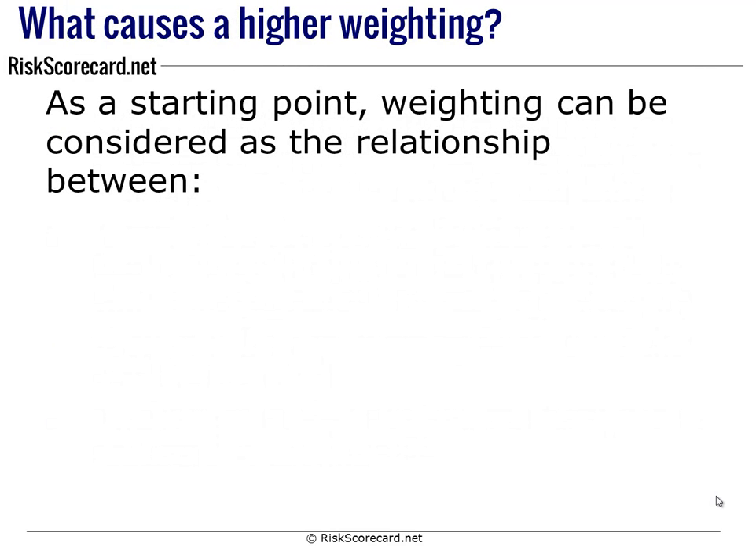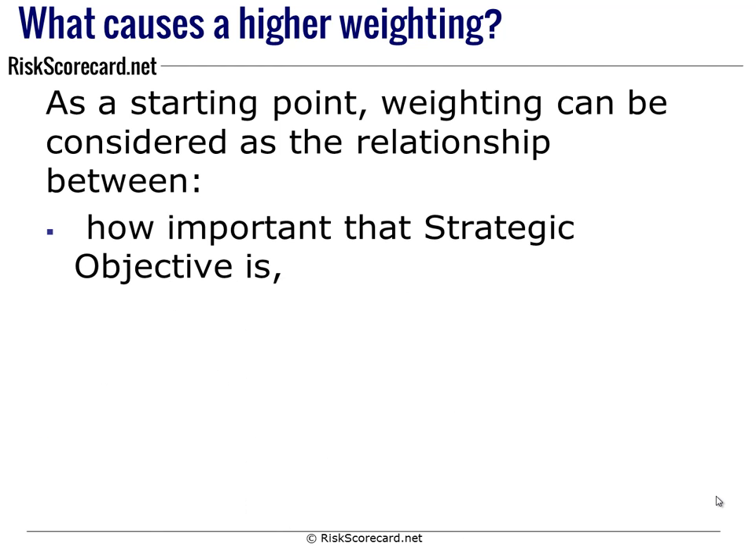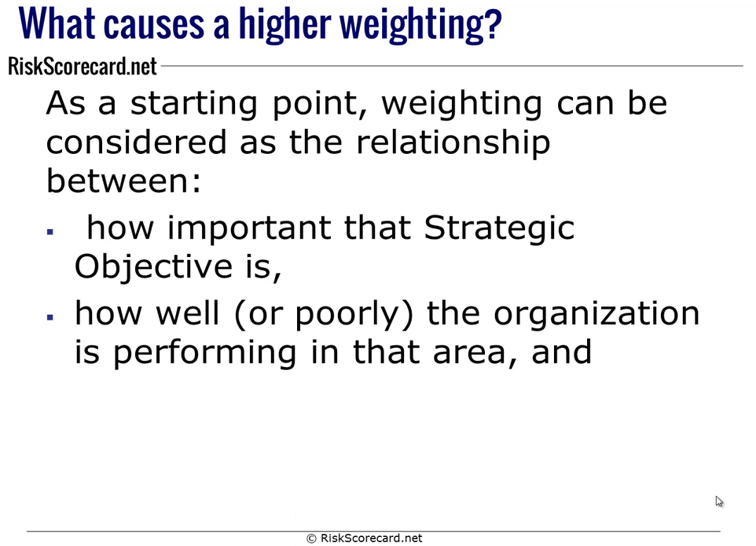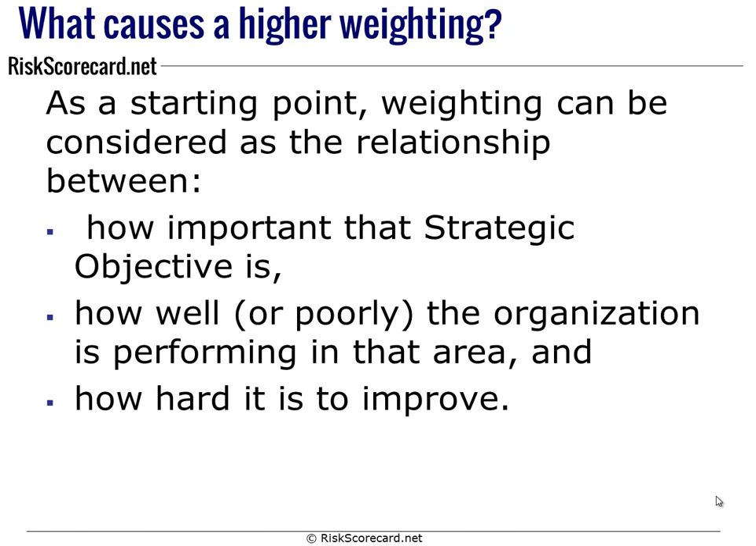Now, the weighting itself, we've learned over the years, is really based on three factors. First, how important that strategic objective is. In the example I used before, I'm suggesting that math might have been more important than art. Secondly, how well or poorly the organization is performing in that area. And then finally, how hard that area is to improve. So a high-weighted objective would be an objective that's important, where the organization is performing quite poorly and is quite difficult to improve. It's that combination of the three elements.